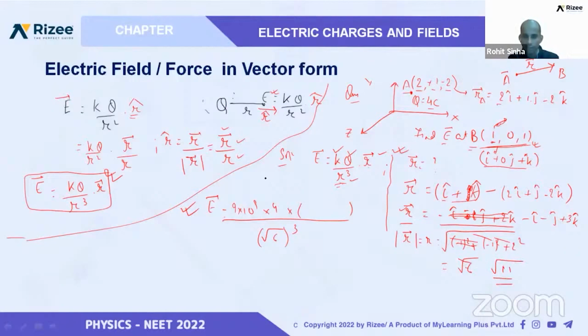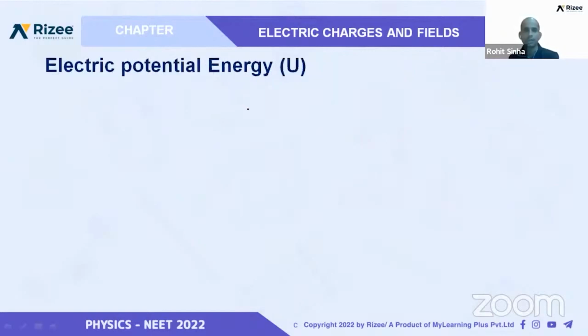Okay, fine. You can put here root 11. That's why I tell you, please check the calculation mistake. I usually make some calculation mistakes. Okay, good. Now let's move further.